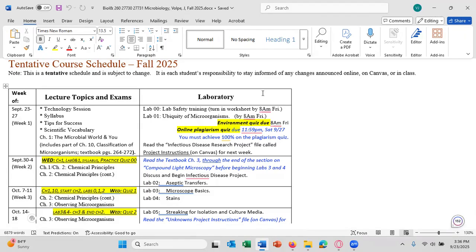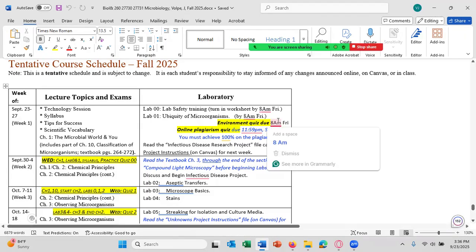I've got that environmental quiz by 8 a.m. Friday as well. I didn't know that. But the online plagiarism quiz is due at 11:59 p.m. Saturday, 9/27. And then, well, we'll talk about that on Thursday. Any question about any of this material?